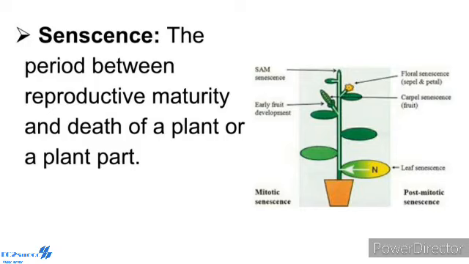Senescence may be defined as the period between reproductive maturity and death of a plant or part of it. It is characterized by the collective, progressive and iterative developmental process which ultimately leads to complete loss of organization and function of the plant or parts of it. The study of plant senescence is called phytogerontology.